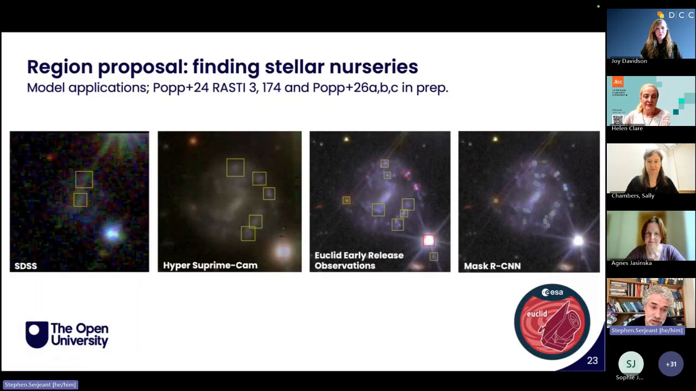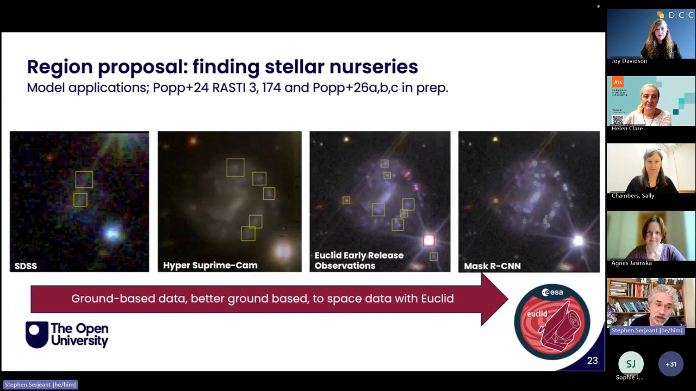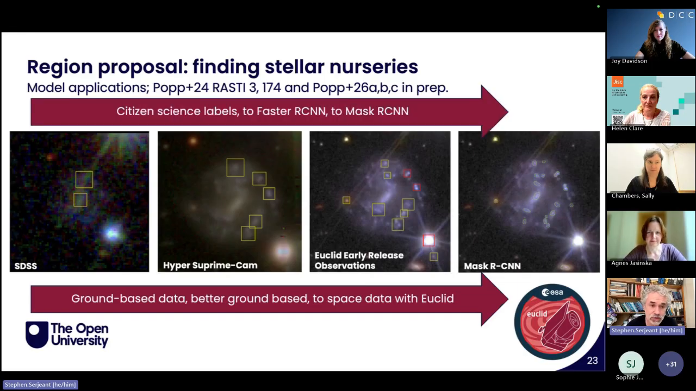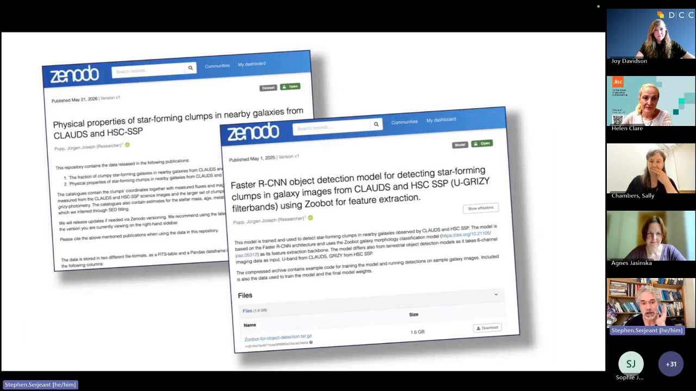We also have searches for clumpy galaxies. I've here got a path from ground-based data to better, deeper ground-based data, to sharper space data with Euclid. And then along the top, this is showing the progression of the workflow from citizen science labels to machine learning, Faster R-CNN, to a more advanced machine learning, Mask R-CNN. And we're also creating open science data sets with this.